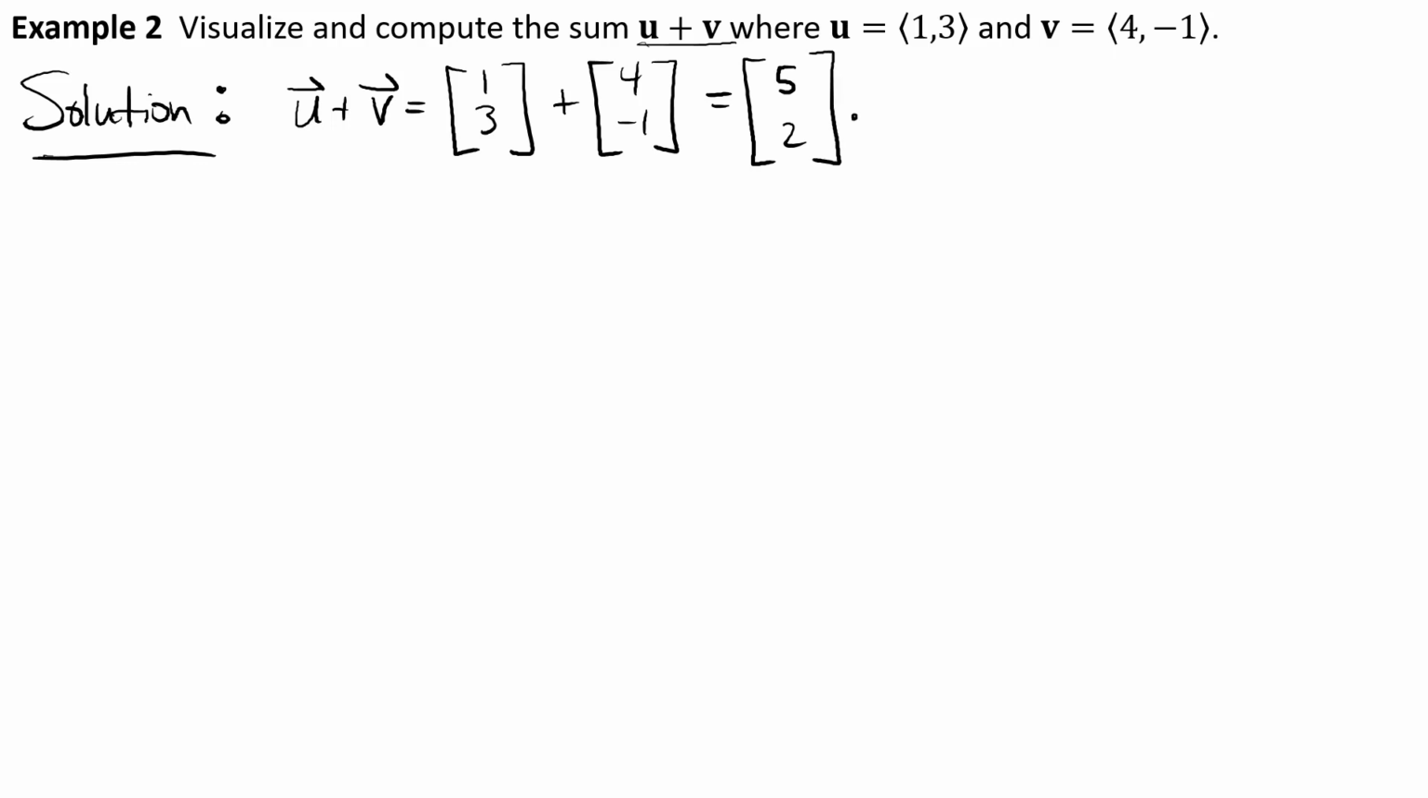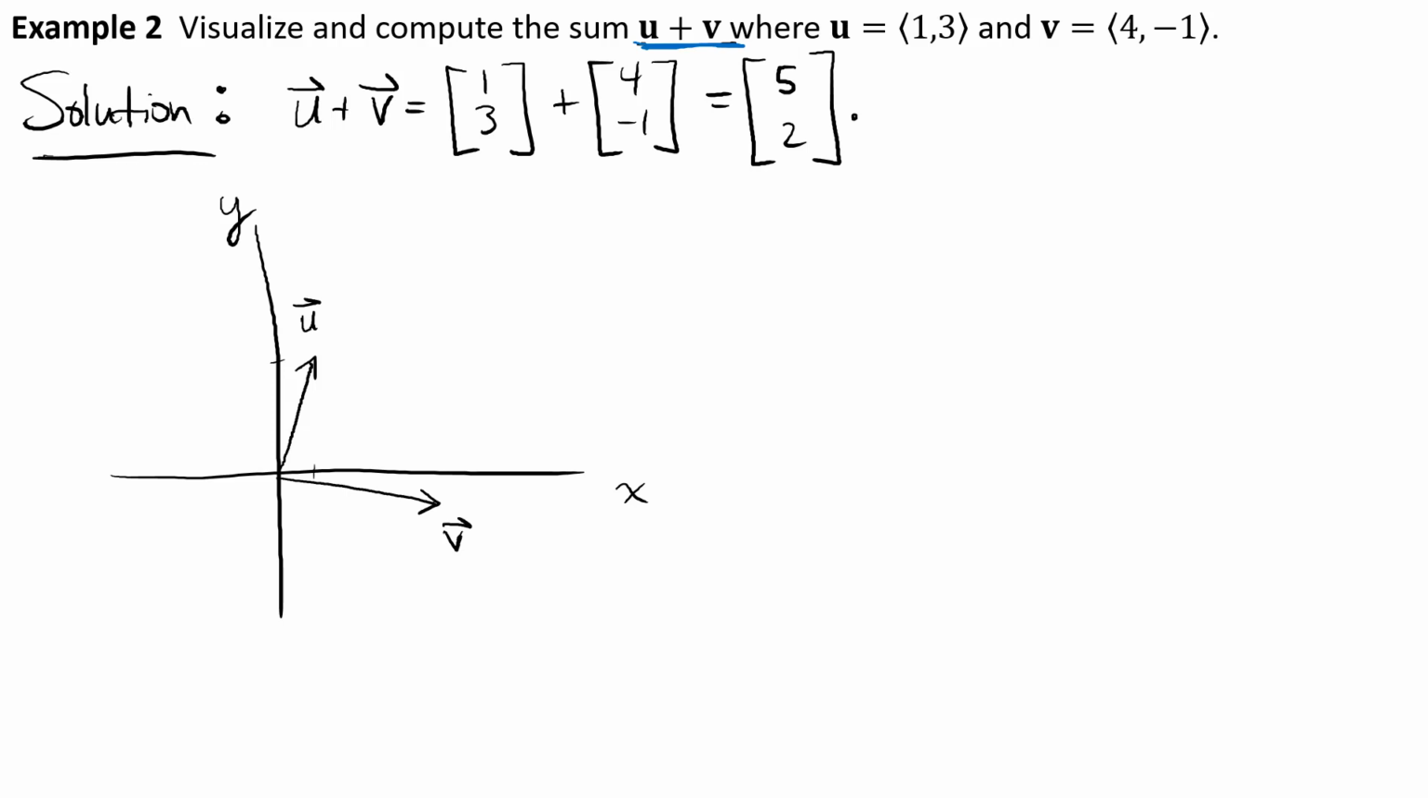But once again, I think the visualization is much more interesting than the computation. If we visualize the vector u, (1, 3), it's about here, and then we can visualize the vector v, which is (4, -1), right about here. Well, now the vector u plus v can be found in the following picture. First, we imagine a parallelogram drawn so that the vectors u and v are two of its sides. Then the vector u plus v is found by just connecting the origin to the far corner of that parallelogram.